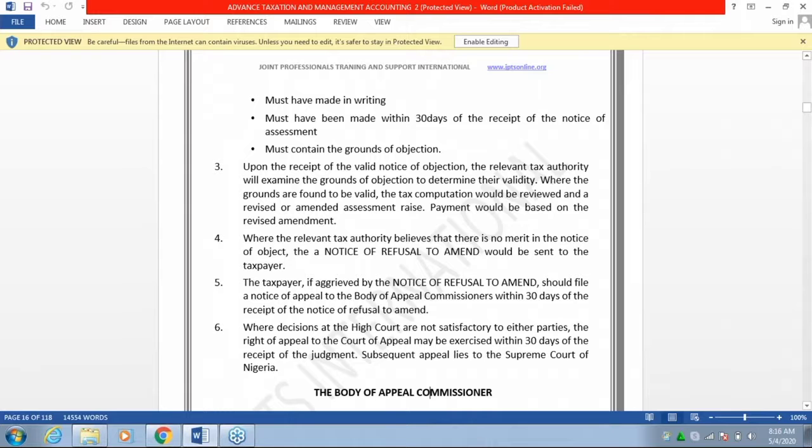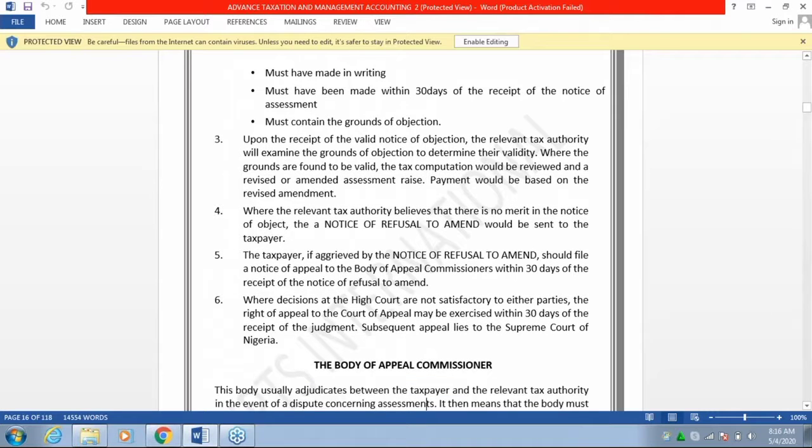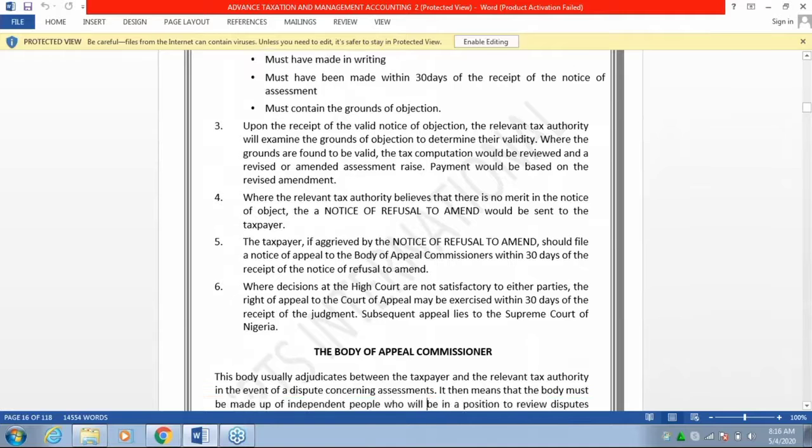sent to the taxpayer. And the taxpayer, if aggrieved by the notice of refusal to amend, should file a notice of appeal to the body of appeal commissioners within 30 days of the receipt of the notice of refusal to amend. However, where decisions at the High Court are not satisfactory to either party, then the right of appeal to the Court of Appeal may be exercised within 30 days of the receipt of the judgment. Subsequent appeal lies to the Supreme Court of Nigeria.